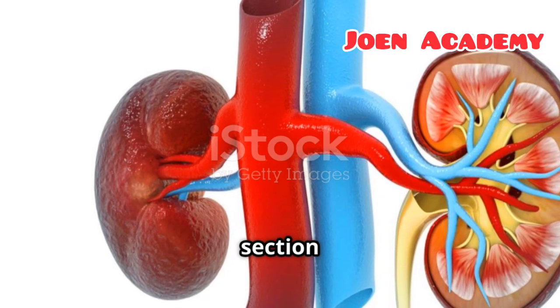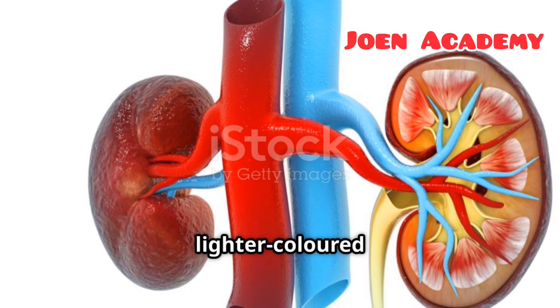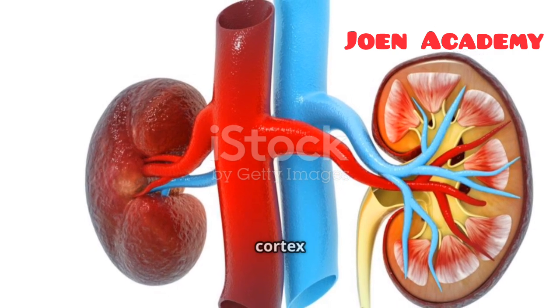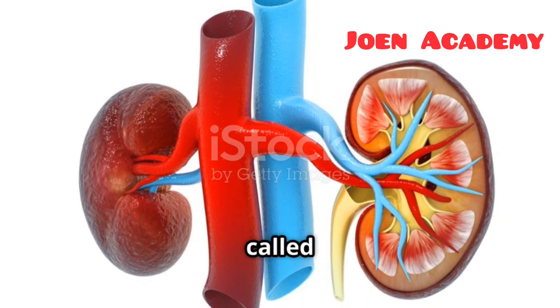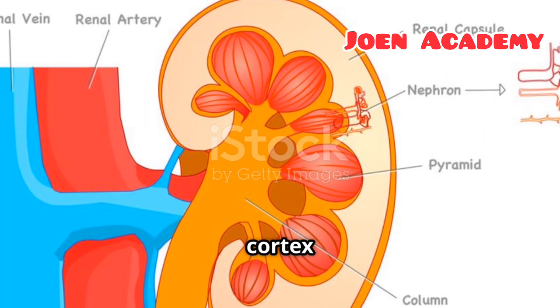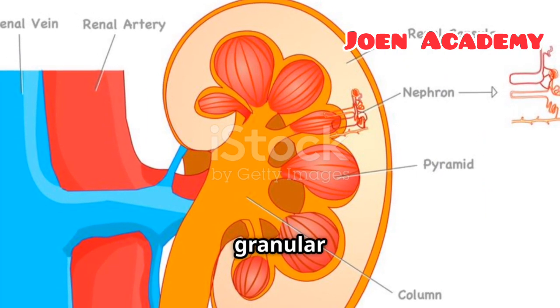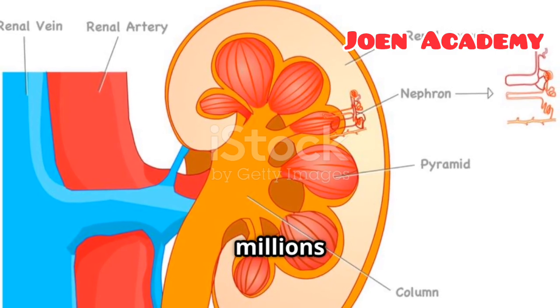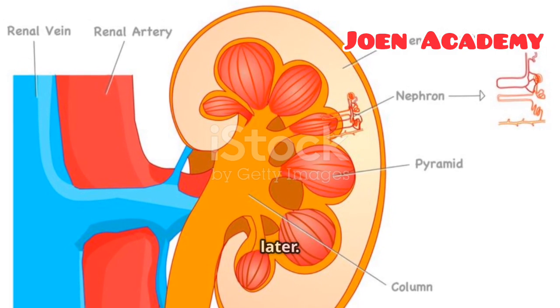A coronal section reveals 2 distinct internal regions, a lighter-colored outer region called the renal cortex and a darker, reddish-brown inner region called the renal medulla. The cortex is the primary site where blood is filtered. It has a granular appearance because it contains millions of tiny filtering units called nephrons. We'll get to those later.